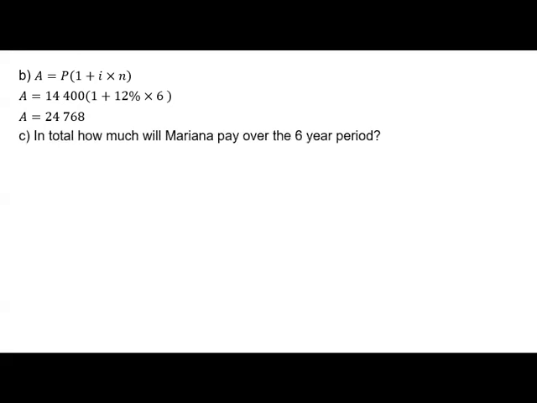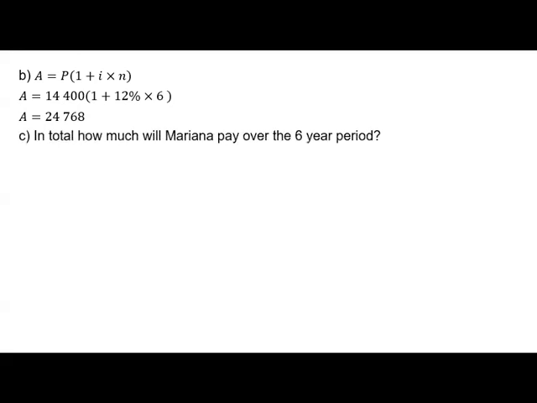At the date the agreement was signed, at the date that Mariana decided to buy the iPhone, at that specific date, Mariana will be owing 14,400. You increase it by your interest rate, and you will notice that when you put this into your calculator, Mariana, after 6 years, will be owing us 24,768.